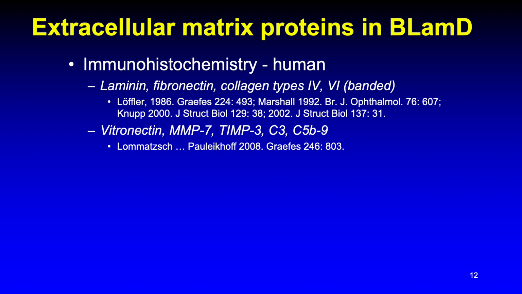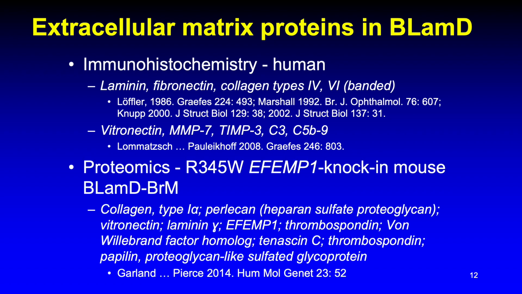Immunohistochemistry was used to specify extracellular matrix proteins in human specimens with BLamD. These, plus vitronectin, ECM regulators like metalloproteinases, and complement proteins were also found. An EFEMP1 knock-in mouse with thick BLamD was used for proteomics of a combined BLamD and Bruch's membrane preparation and identified these and more.